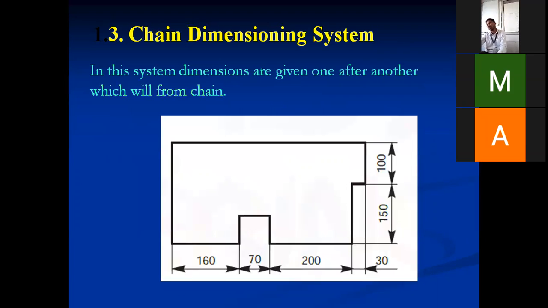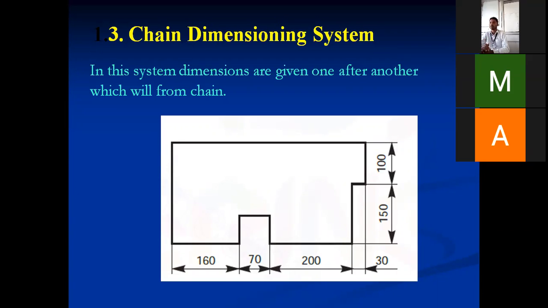Then chain dimensioning. Before that, I have given an example of what chain dimensioning is. What does it mean by chain dimensioning? Chain means what? Once one element gets over, the next will start. When that next gets over, further will start. That is what you will understand in the chain dimensioning system. Here, dimension lines form a chain. In this system, dimensions are given to the object in such a way that they form a chain. Who will form a chain? Dimension lines will form a chain.